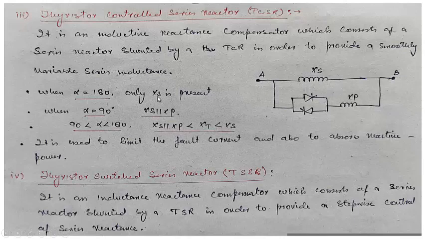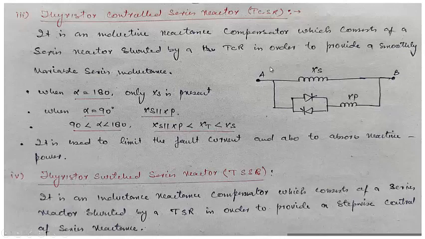When alpha is equal to 180 degree, only XS is present. When alpha is equal to 90 degree, XS parallel XP will be there. So for alpha between 90 and 180 degree, we have a minimum value, that is XS parallel XP, which will be less than XS. XT will be the total impedance of the whole circuit. So this circuit is not particularly used. It is only used when there is a fault. This is used to limit the fault current and also to absorb the reactive power. If we have more reactive power and we have to absorb it, in that case this circuit will be used.